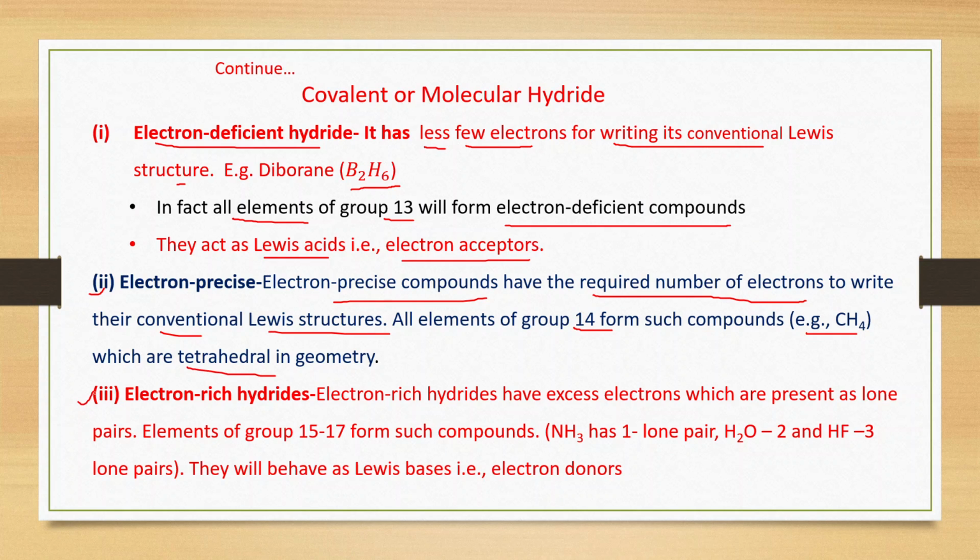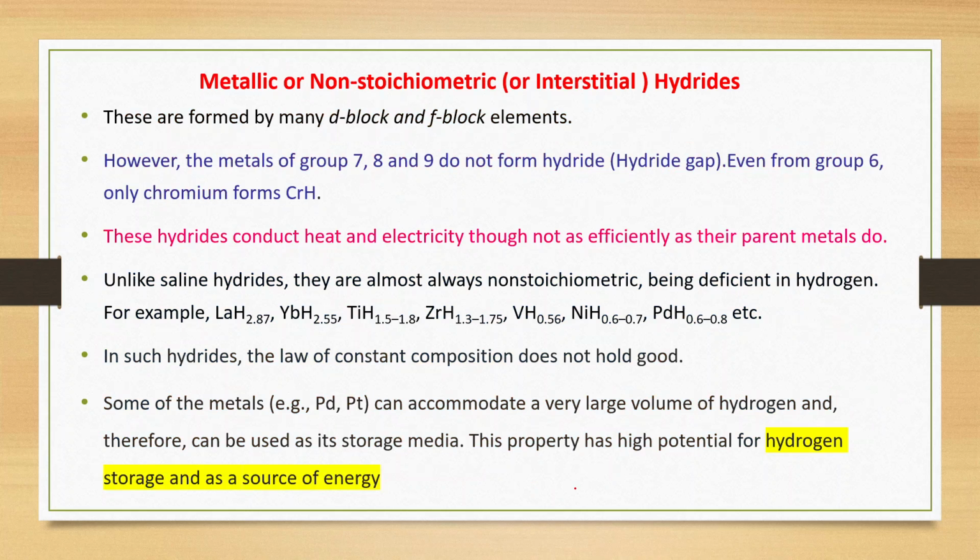The third category is electron-rich hydrides. Electron-rich hydrides have excess electrons which are present as lone pairs. Elements of group 15 to 17 form such compounds, like NH3, which has one lone pair of electrons; H2O, in which oxygen has two lone pairs of electrons; and HF, which has three lone pairs of electrons. And when they have the extra electrons, the lone pairs, these electron pairs can be donated to electron deficient species and they behave as Lewis bases, that is, electron donors.